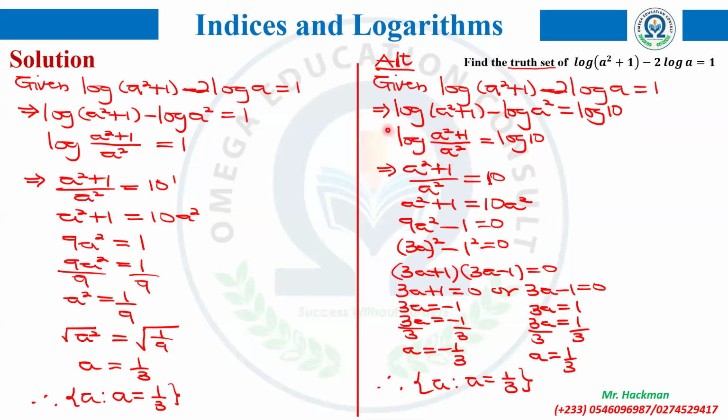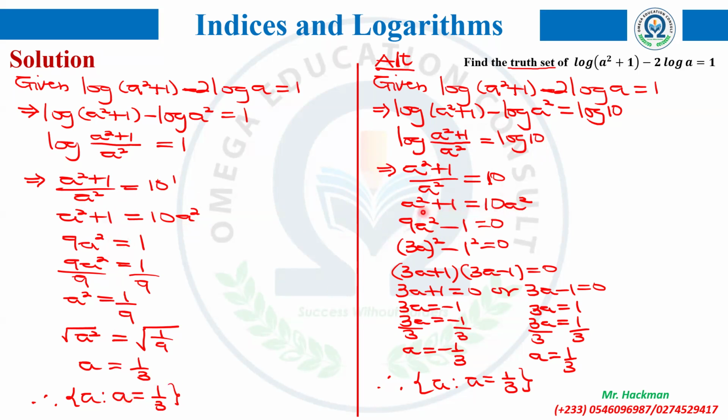At this point, because your coefficients are the same, your log bases are the same, base 10, base 10, then it means the numbers that you are taking log of should be the same. So this implies that this is equal to this. So that's what you have here. Then you cross multiply. So you can see that at this point, you ended up getting the same equation here. So you can proceed in the same manner.